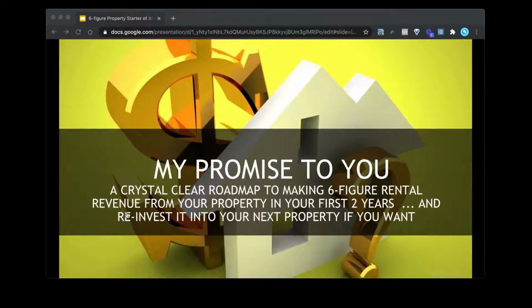This is coming to you. But my promise to you is that you will have a crystal clear roadmap to making six-figure rental revenue from your property in your first 2 years, and how to reinvest it into your next property if you want, okay?